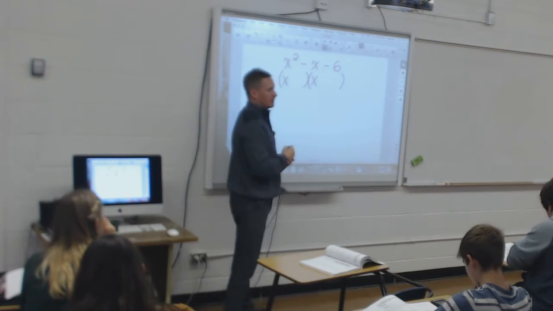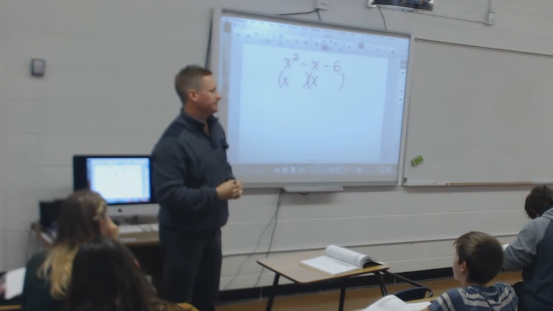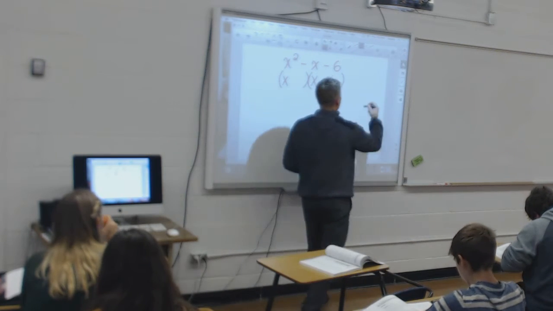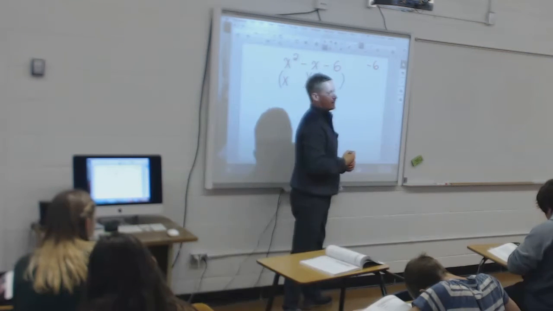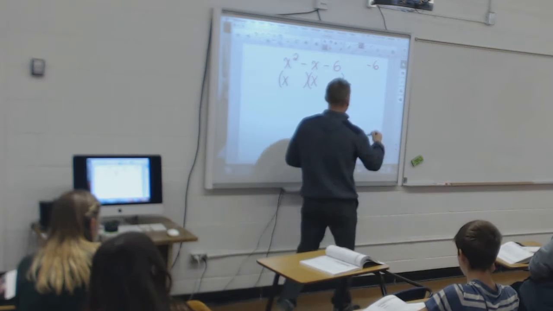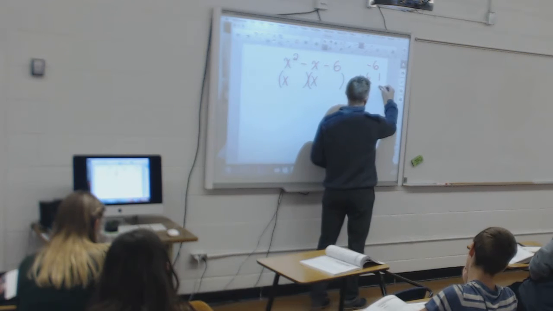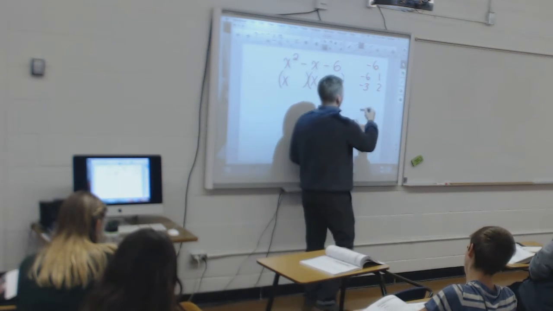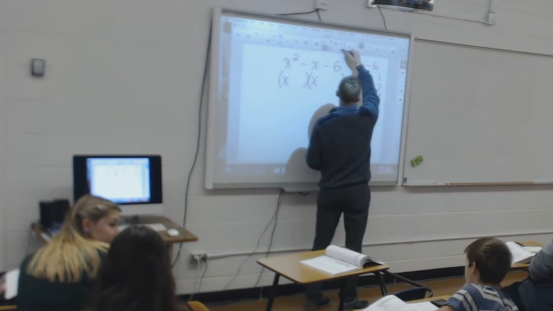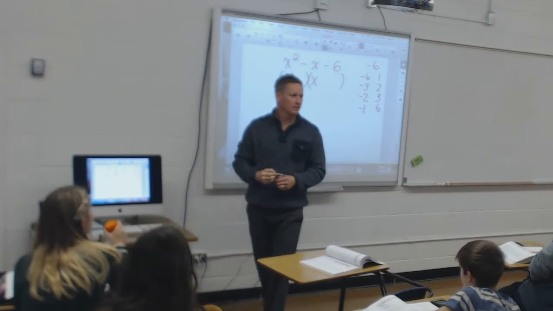Alright, here's where it becomes a little bit more tricky. What is my last term? Negative 6. Very important to know. So here's what I do. I'm just going to list what are the things that I multiply to get negative 6. Negative 6 and 1. Negative 3 and 2. Negative 2 and 3. Negative 1 and 6. So far so good?